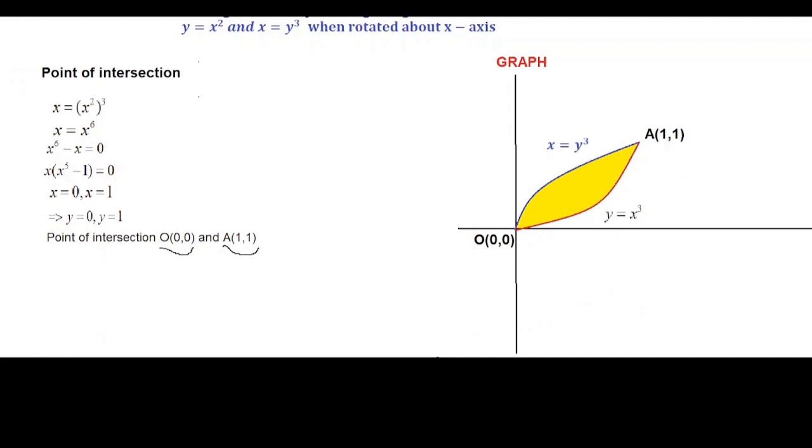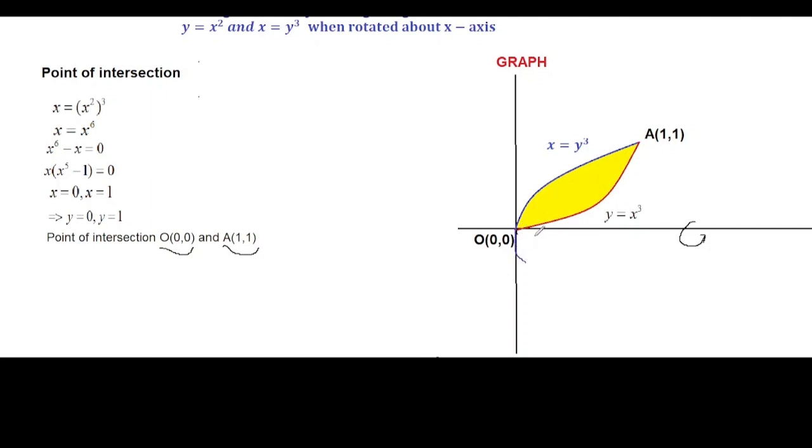Now this region is going to get rotated about the x-axis to get the solid of revolution. We have to rotate both the curves about the x-axis, and whenever you are rotating anything about the x-axis, a mirror image about the x-axis is going to form. So for this curve x is equal to y cube, when it is rotated about the x-axis, a mirror image of this curve is going to form below the x-axis.